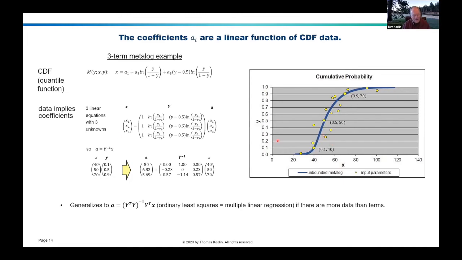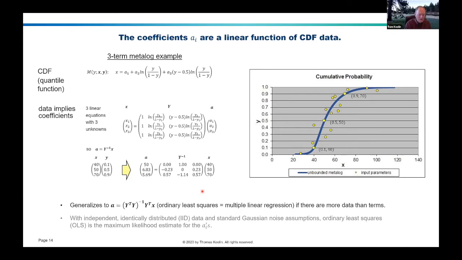Now, I've done a 3-term example here, but you can do this with any number of terms. And the more terms you get, the more you will find that the metalog will modify itself to more closely fit the nuances of the shape of your data. And we'll go through many examples of this as we go forward.